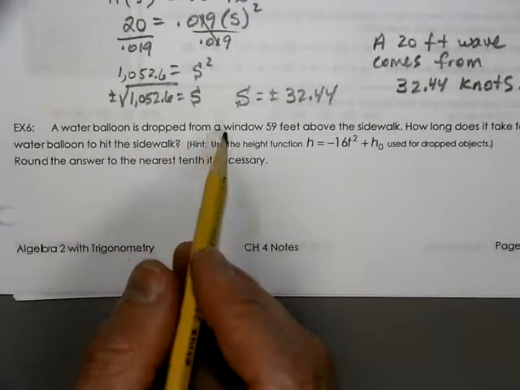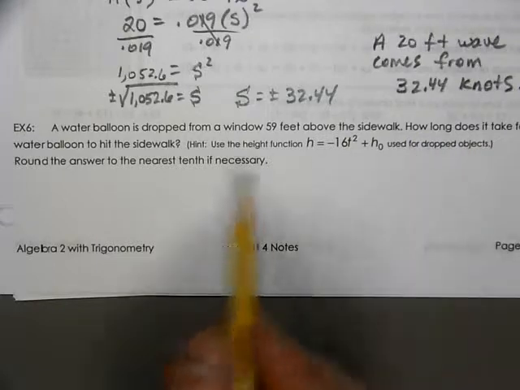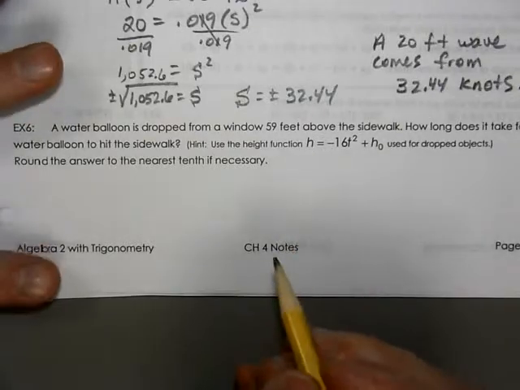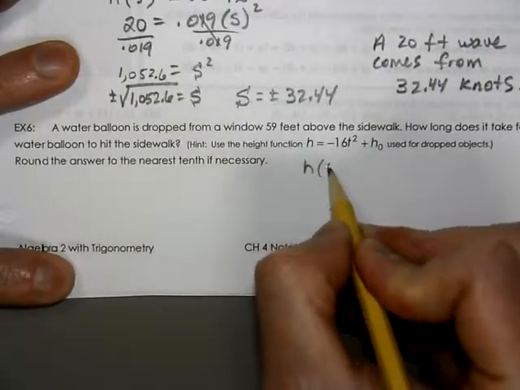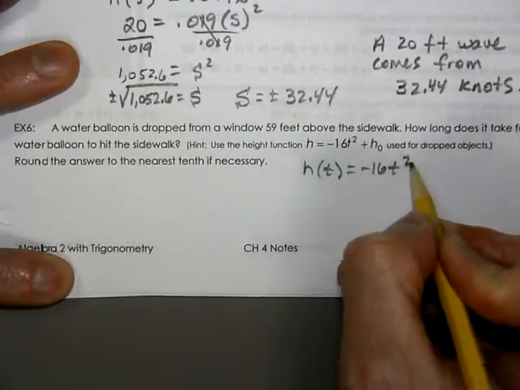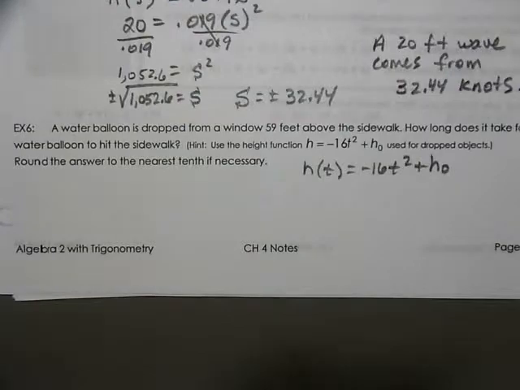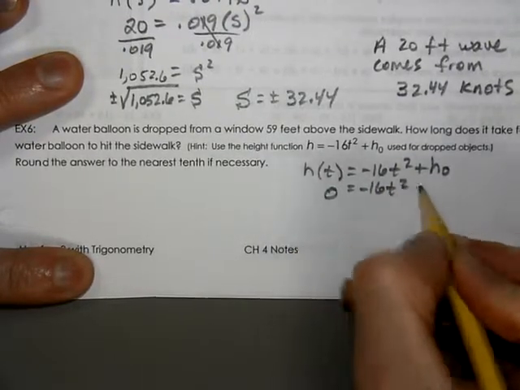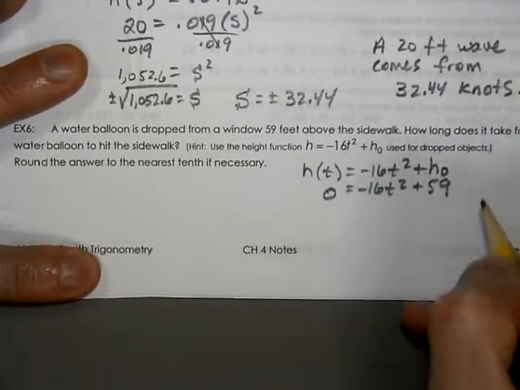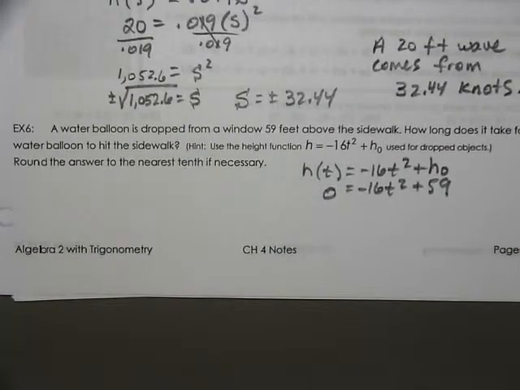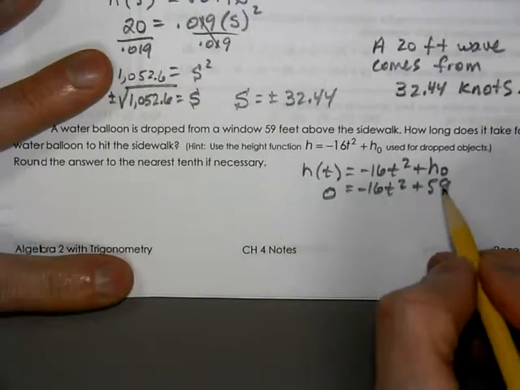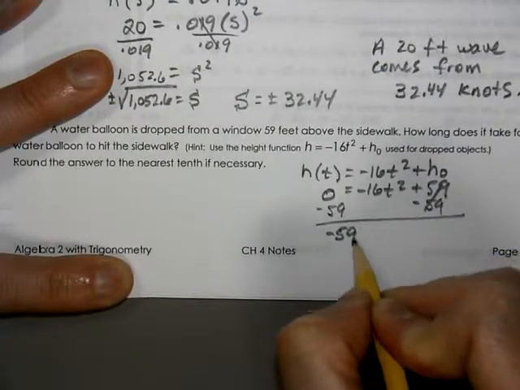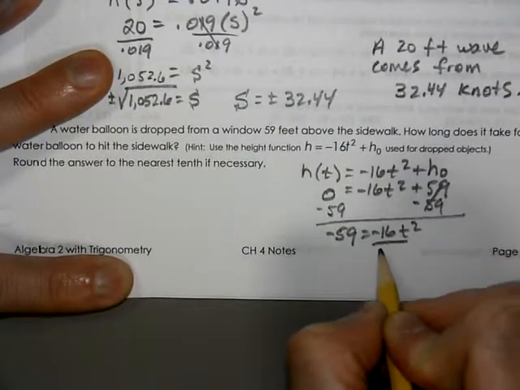A water balloon is dropped from a 59-foot window. How long does it take for the water balloon to hit the sidewalk? Here is our equation that we're using. So we're using h of t equals negative 16t squared plus h of 0. Well, we want to know when it hits the sidewalk, so it's 0. We're working with a 59-foot window. So to solve this, we're going to subtract the 59. Divide by the negative 16.